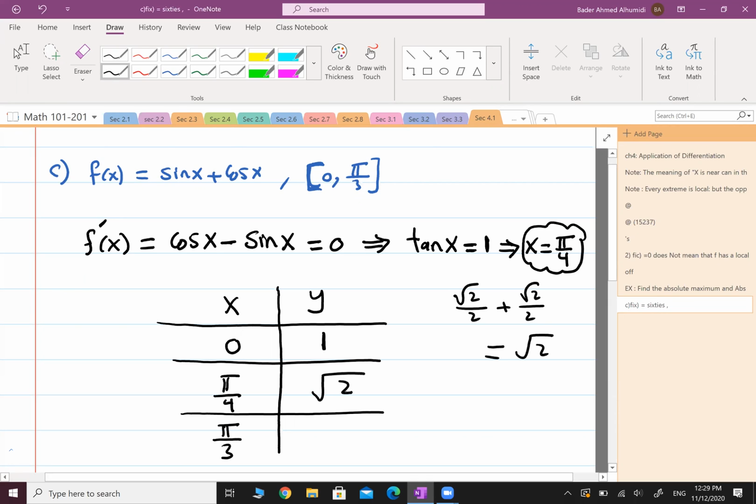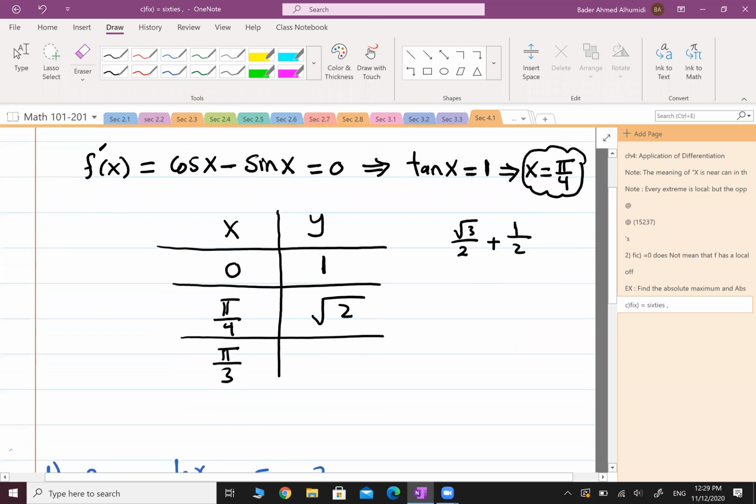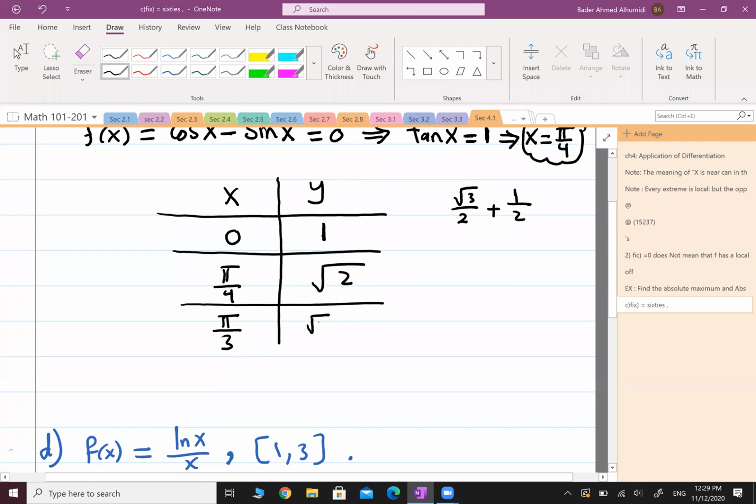Okay, at pi over 3, what is the answer? What is the answer at pi over 3? Sine pi over 3, sine 60 degrees, is radical 3 over 2. Cosine pi over 3 is 1/2. The answer will be radical 3 plus 1, divided by 2.